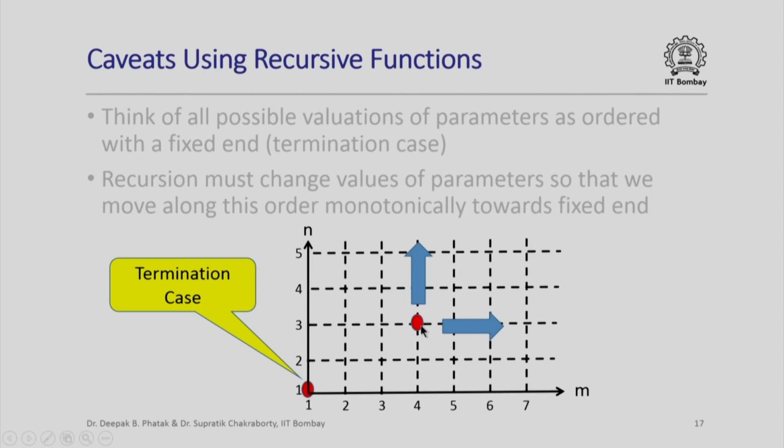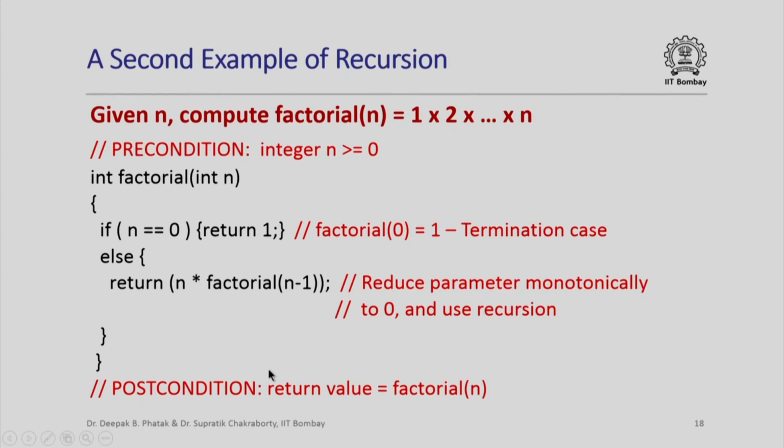So this is pictorially depicting what would happen if you use that bad recursive formulation. Starting from a point, you would either increase n or increase m, and you would be moving away from this termination case. Now we have seen the encoding example solved through recursion. Here is another simple example of recursion being put to use.